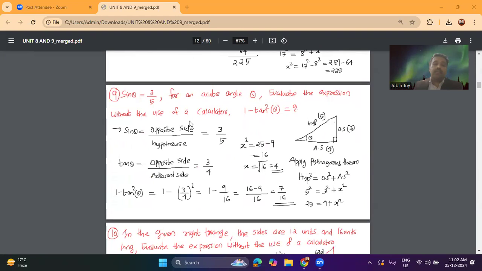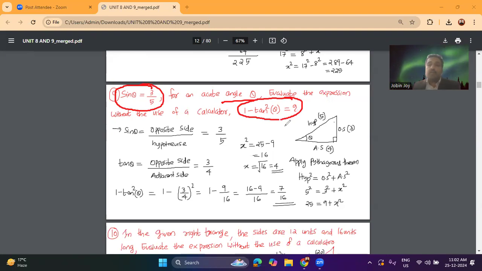Next question. Question number 9. Sine theta is given. Sine theta is equal to 3 by 5. For an acute angle theta, you know what an acute angle is? An angle less than 90 degrees. Evaluate the expression 1 minus tan square theta. Find the value of 1 minus tan square theta.